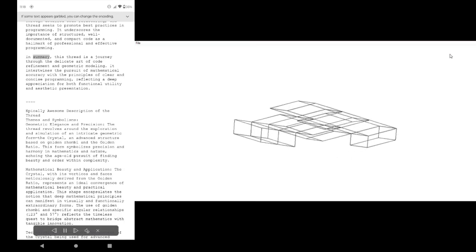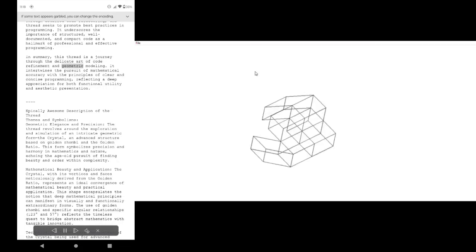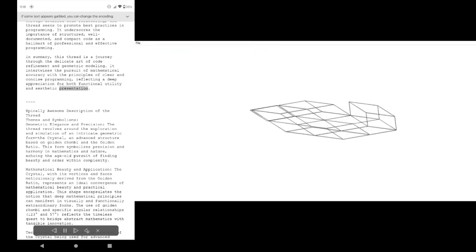In summary, this thread is a journey through the delicate art of code refinement and geometric modeling. It intertwines the pursuit of mathematical accuracy with the principles of clear and concise programming, reflecting a deep appreciation for both functional utility and aesthetic presentation.